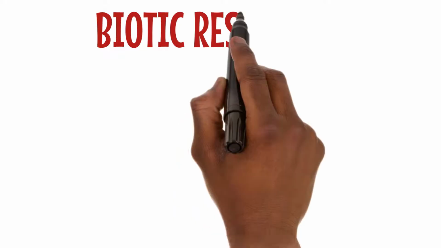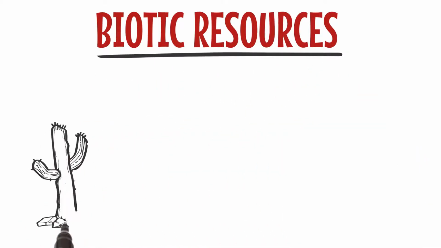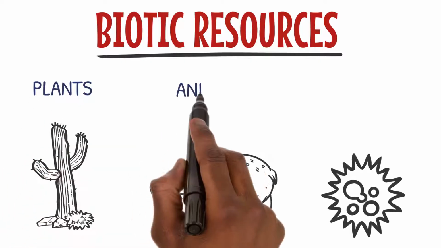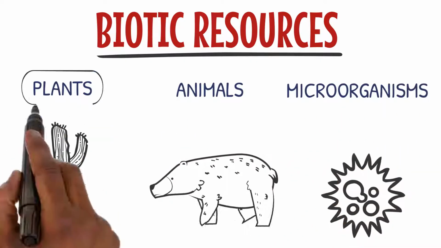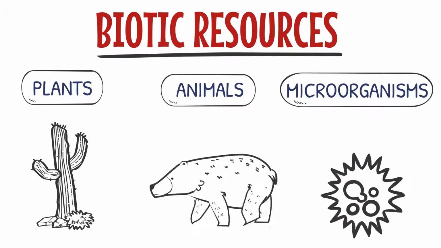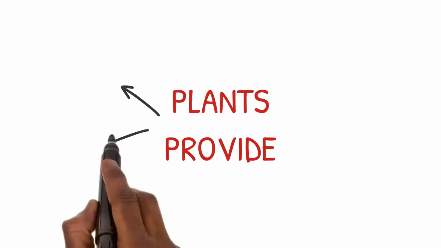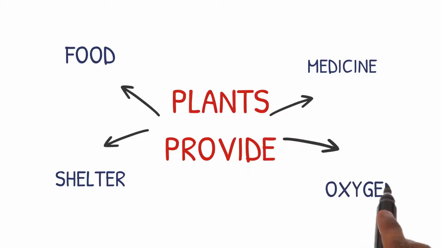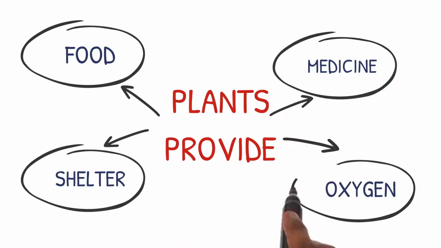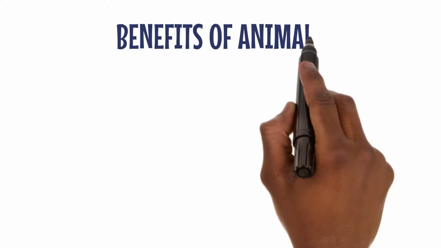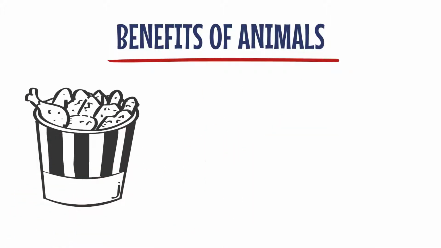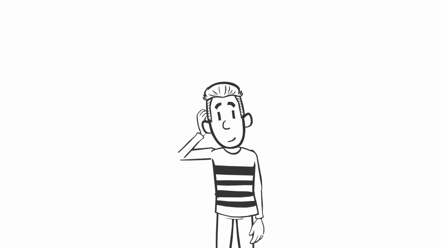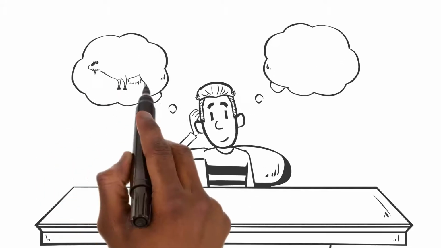Moving on to biotic resources, these are living natural resources found in our environment. Plants, animals, and microorganisms make up this category. Plants are not just pretty to look at, they provide us with food, shelter, medicine, and even the oxygen we breathe. Animals, whether wild or domesticated, serve as sources of food, clothing, and companionship. Think about the milk we get from cows or the wool from sheep.